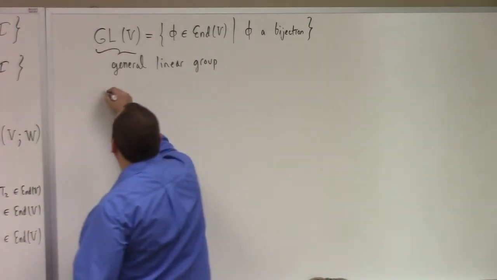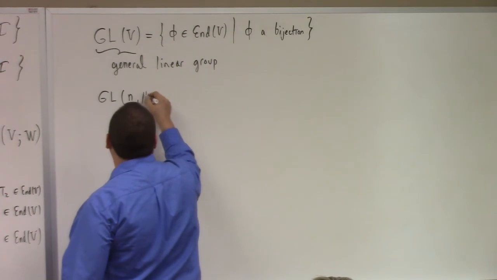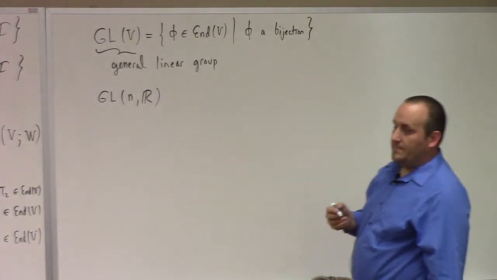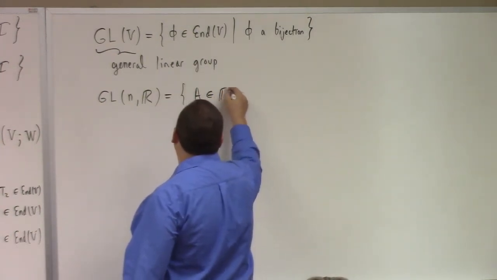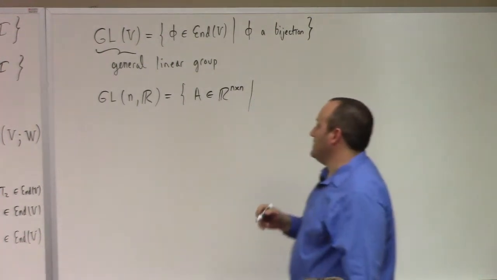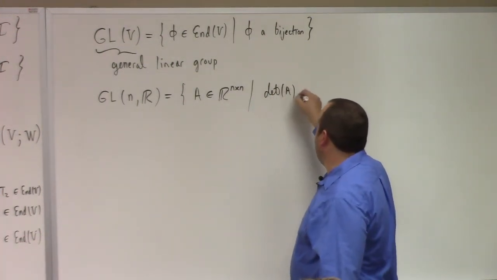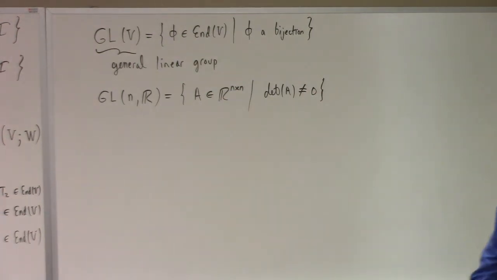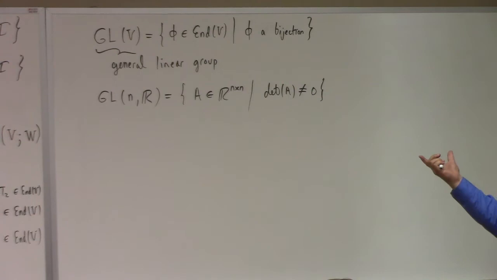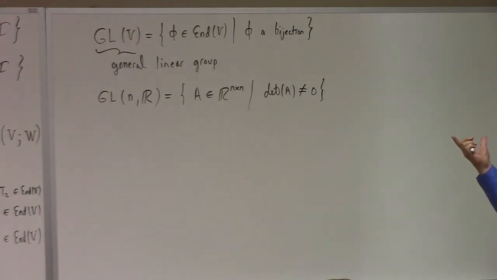Now, more special than this, we like to work a lot with these guys, GL_n(R). This is here the set of A in n by n matrices such that the determinant of A is not equal to 0, which is a convenient definition. You could also say these are the invertible square matrices with real entries, right? Now, these are exactly the matrices which will appear as the standard matrices of bijective endomorphisms of R^n.